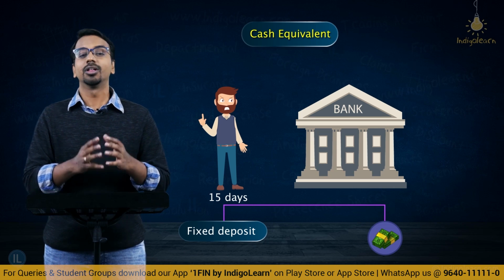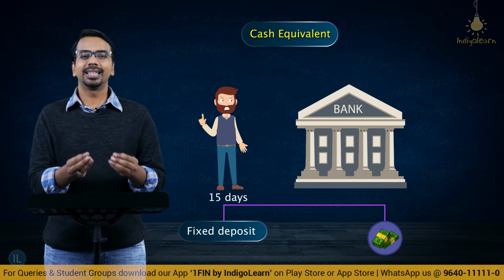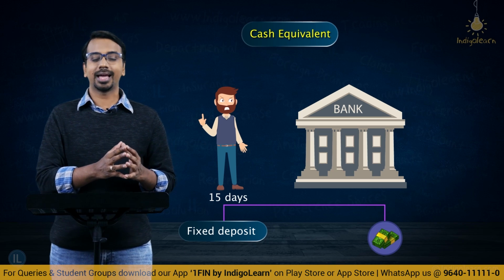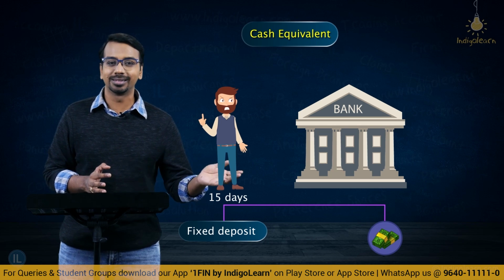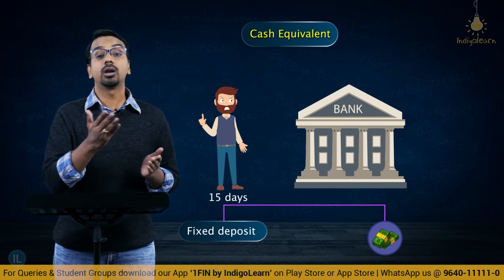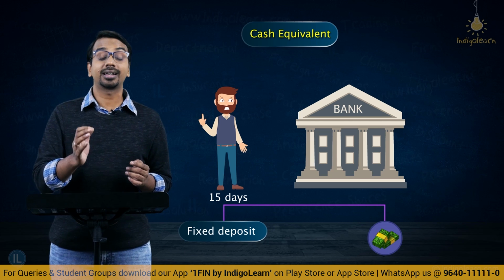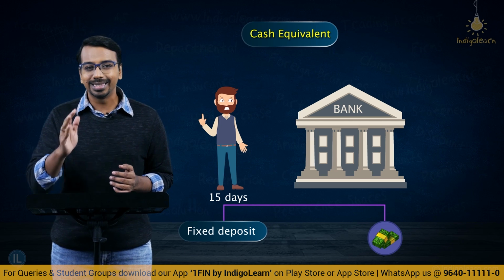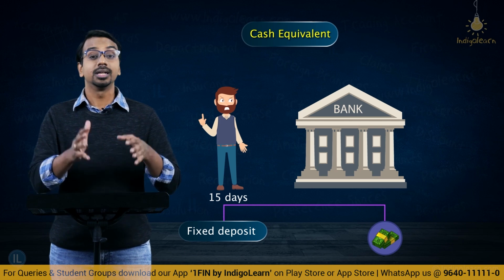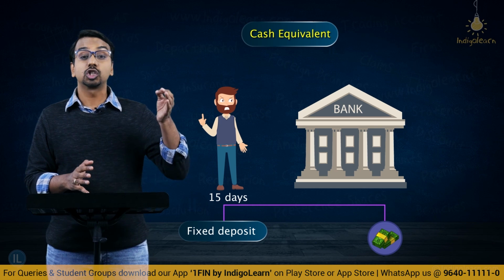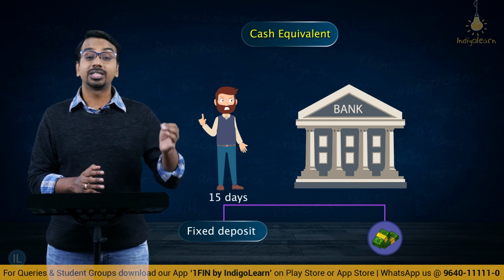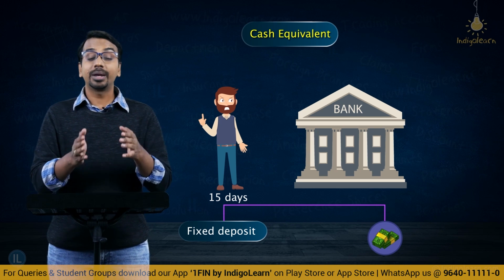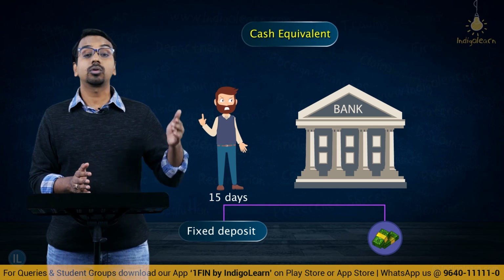Why is that so? Because you know that there is a very remote chance that the bank will pay you something else, or the bank will close down and you will not get the money. The chances of that are remote. They are very insignificant. So such investments are short term in nature, highly liquid, and can be converted into a known amount of cash.